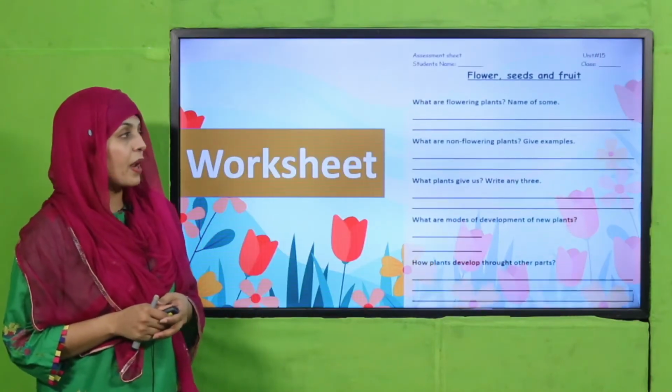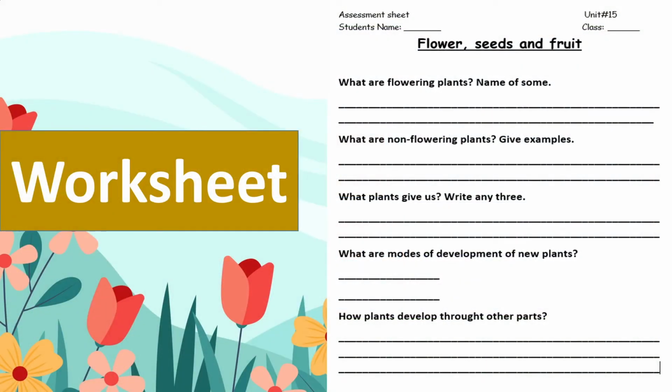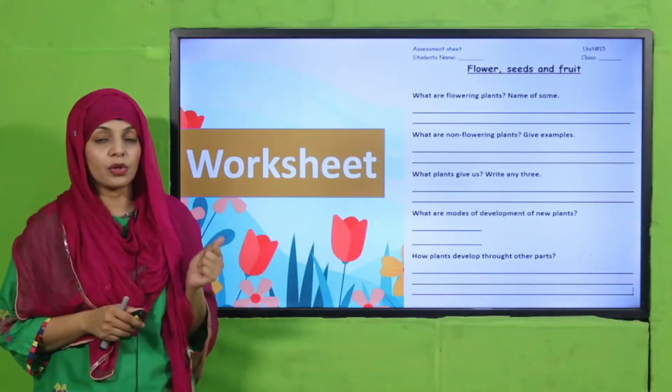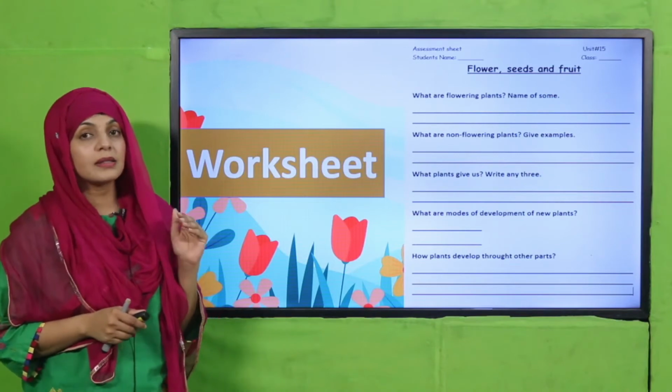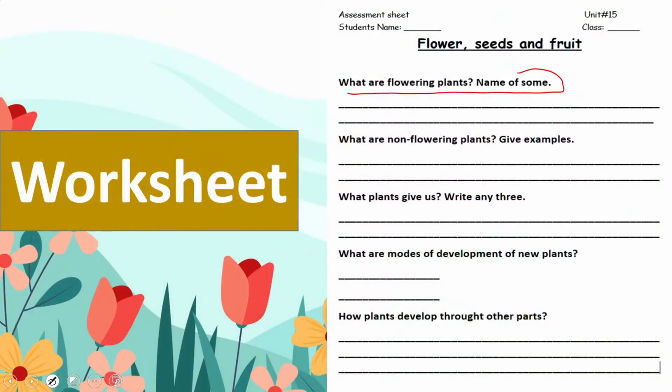Okay, my dear students, now is the time for your practice and evaluation. For this, you can download this worksheet from the description box below this video, or you can get it in print form by your teacher. Write down your name and your class and then start doing your worksheet. So what are flowering plants? Name some. So flowering plants क्या होते हैं? कुछ flowering plants के नाम बताएं. What are non-flowering plants? Give examples.